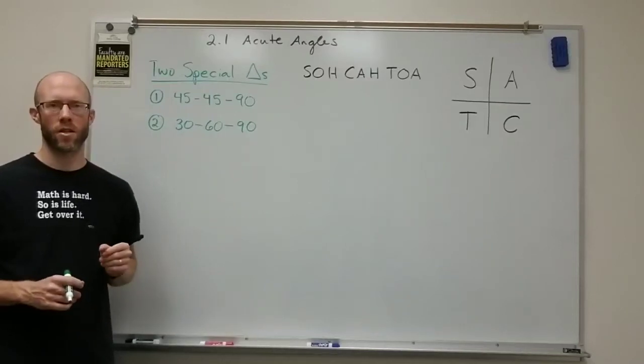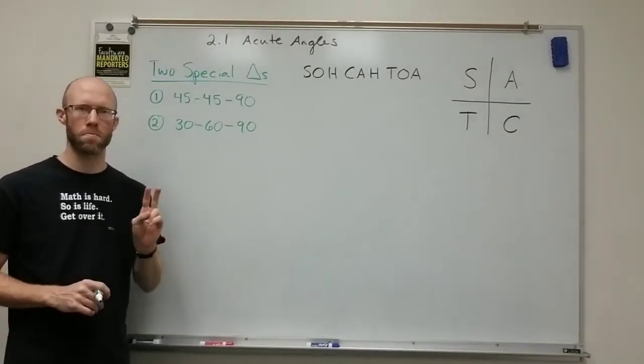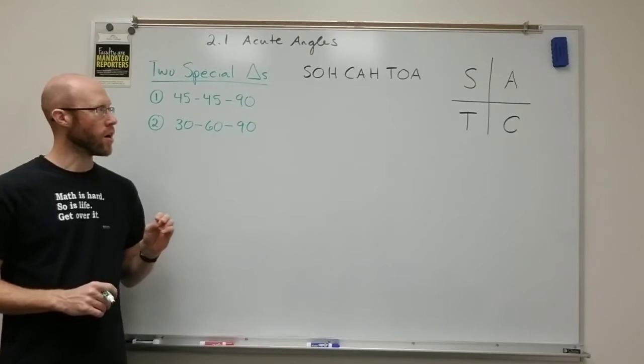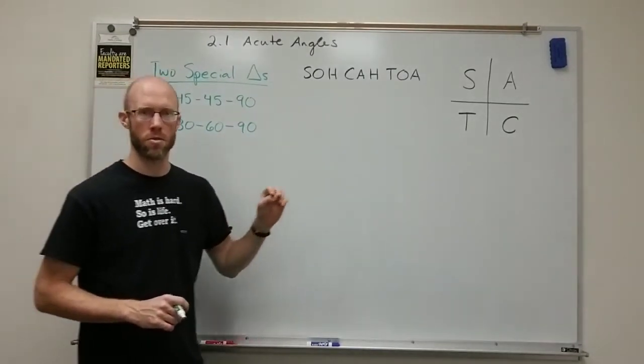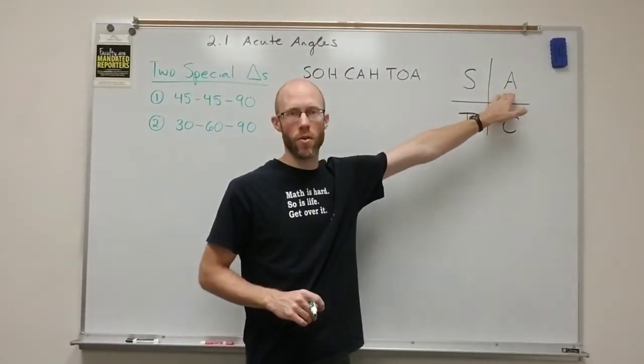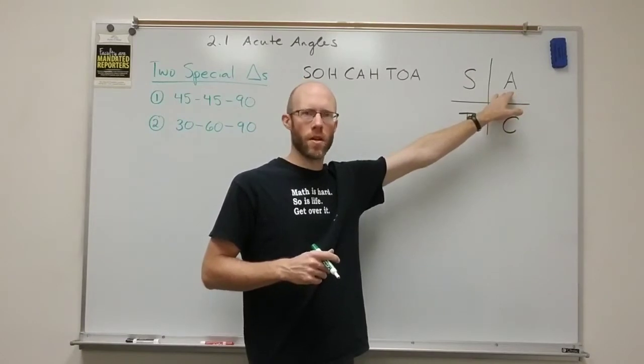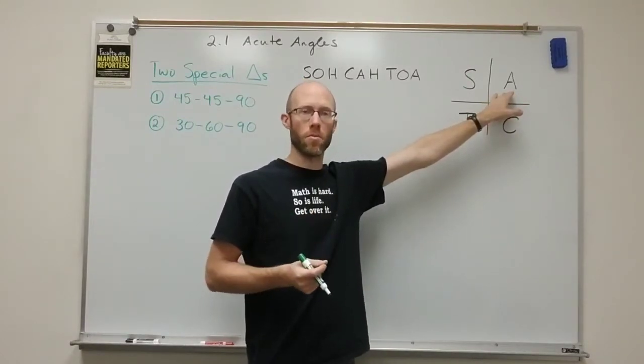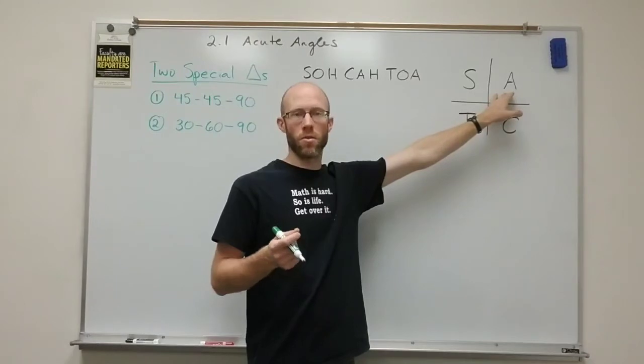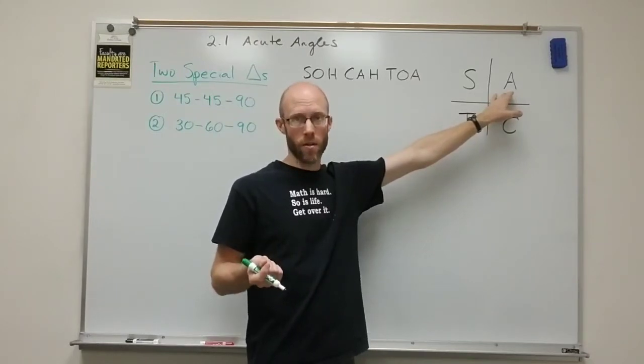The last part of this section, we're going to deal with two special triangles, okay? When we deal with acute angles, that be, again, angles in the first quadrant, there are a couple of angles in particular that are very, very important. The 30-degree angle, the 45-degree angle, and the 60-degree angle.